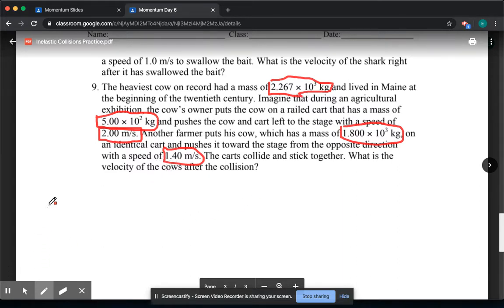So now let's organize our information. I'm going to call the first cow, cow 1, and the second cow, cow 2. I'm going to label that as M1 and M2. So what are we given here? Let's label this. This is what we are given.